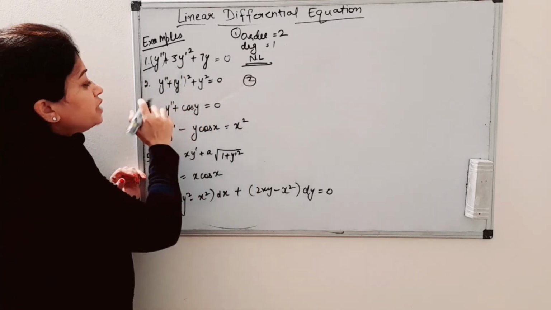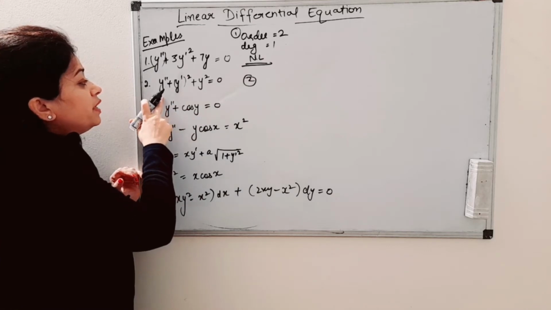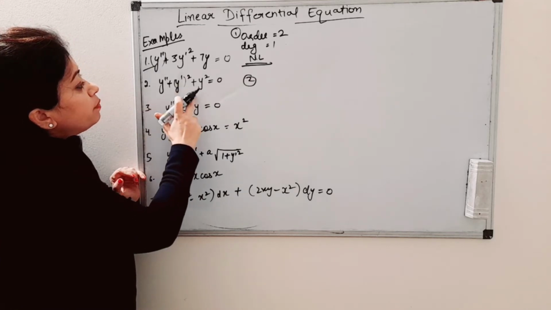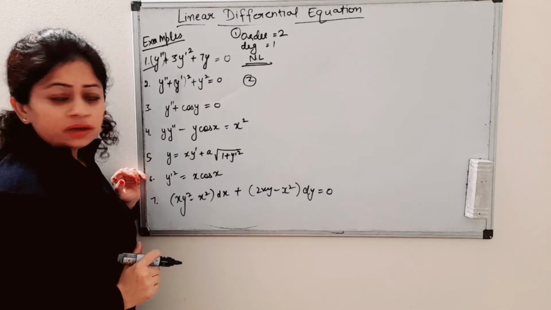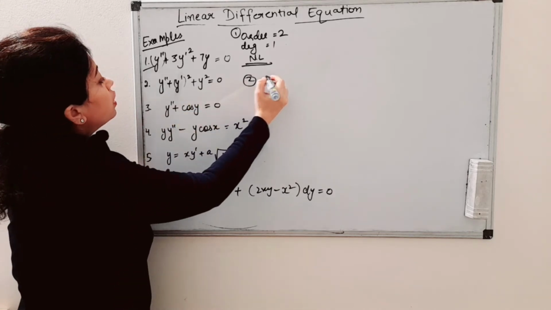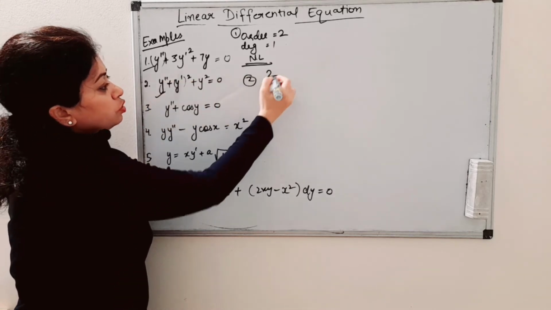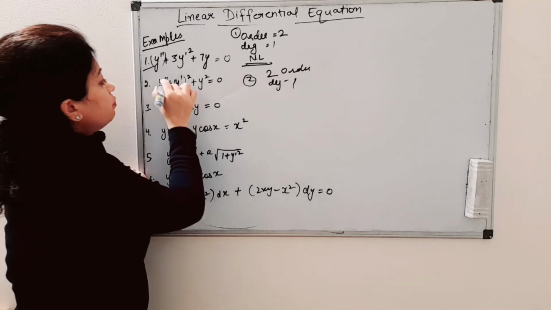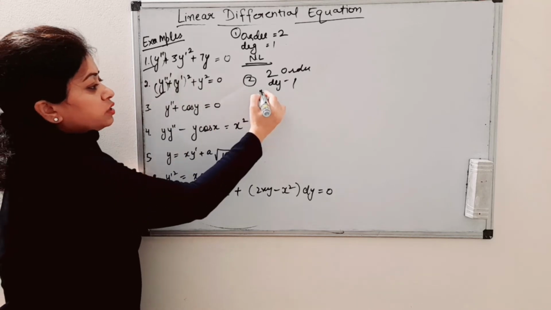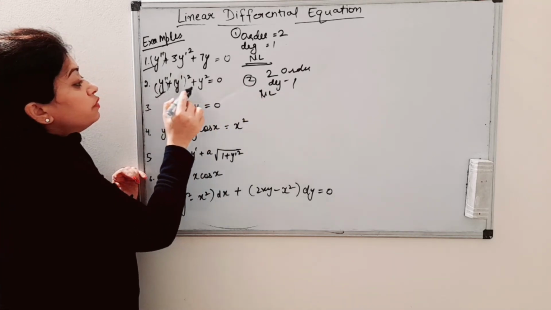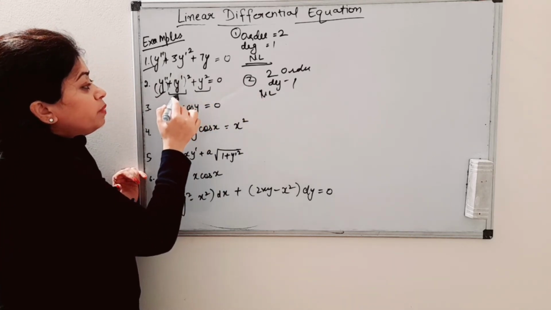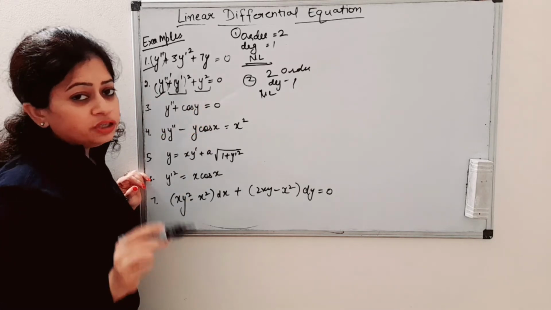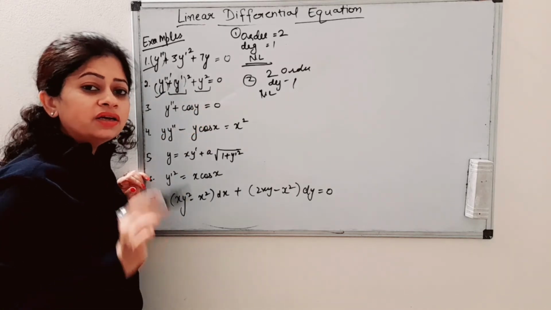Now example number 2, y double dash plus y dash square plus y square. Here also order is 2, degree is 1 because power is 1, and this is also non-linear because we have power of y and power of y dash, and we should not have power of our derivatives.